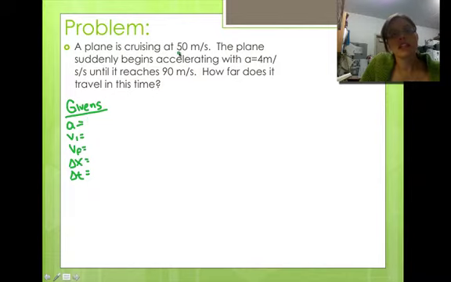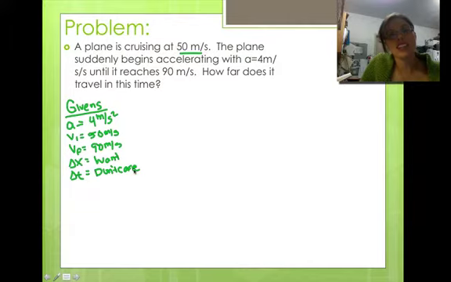A plane is cruising at 50 meters per second. The plane suddenly begins accelerating with an acceleration of 4 meters per second squared until it reaches 90 meters per second. How far does it travel in this time? So we want change in X, and we don't care about change in time. So now we go to our kinematic equations.